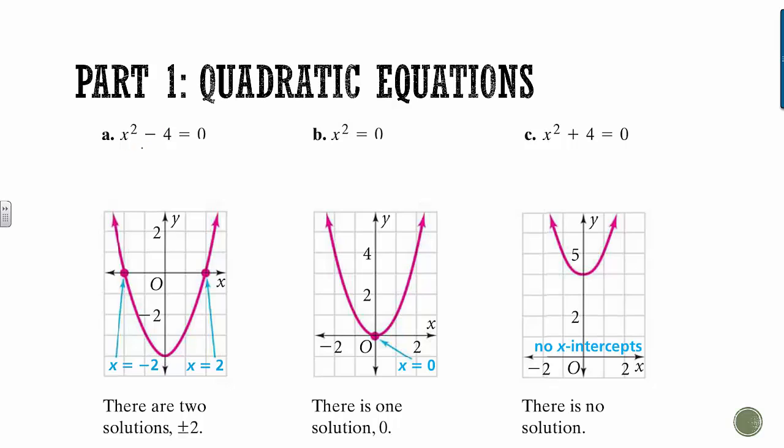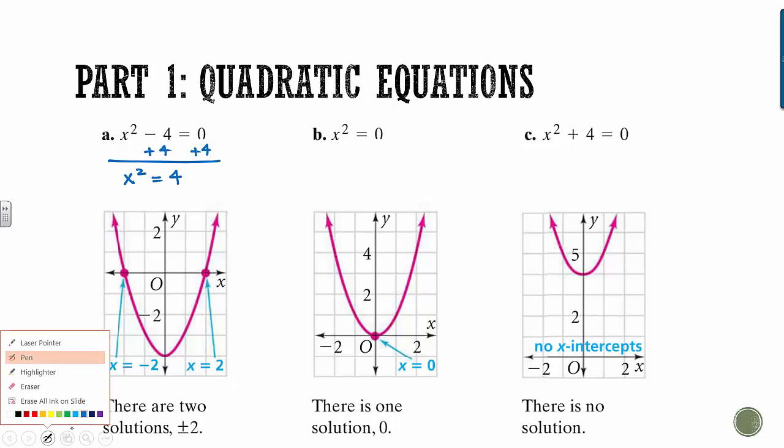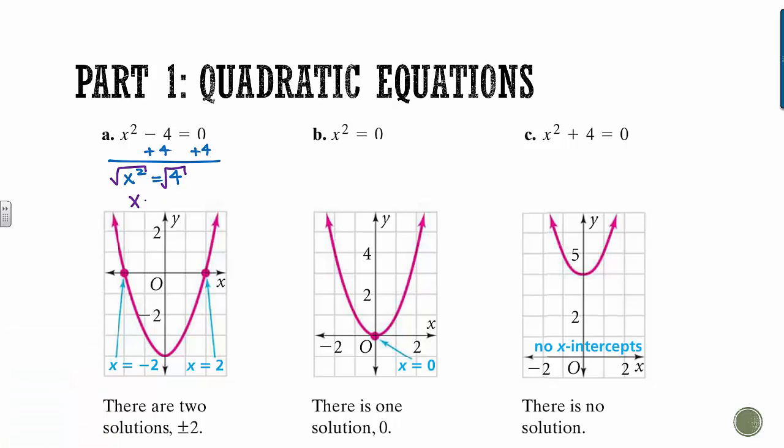So if we take a look at this equation right here, x squared minus 4 equals 0. If I told you to solve for x, hopefully what you would do first is add 4 to both sides, and then you'd have this. And if you took the square root of 4, you would end up with 2 solutions that would make this work, positive 2 and negative 2.